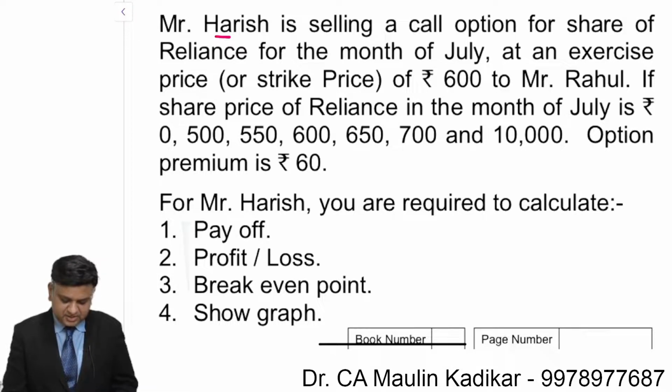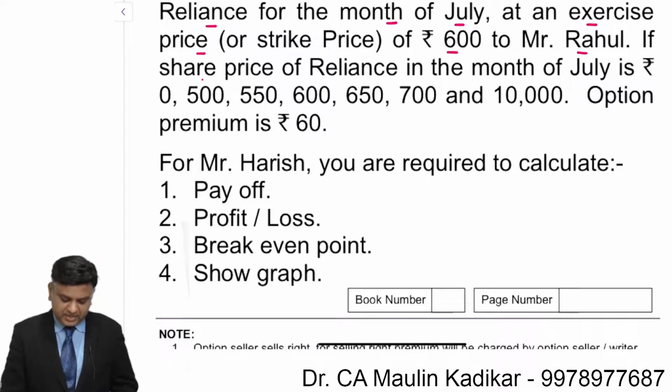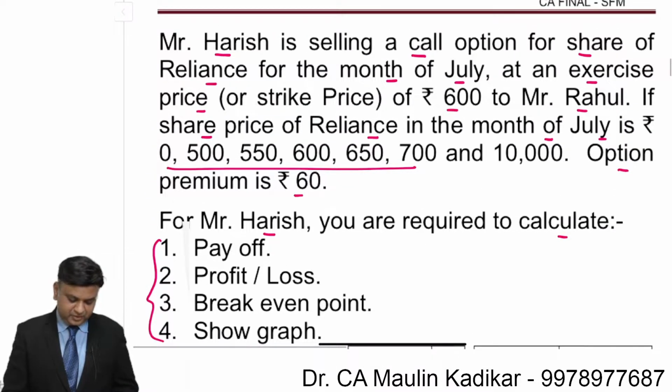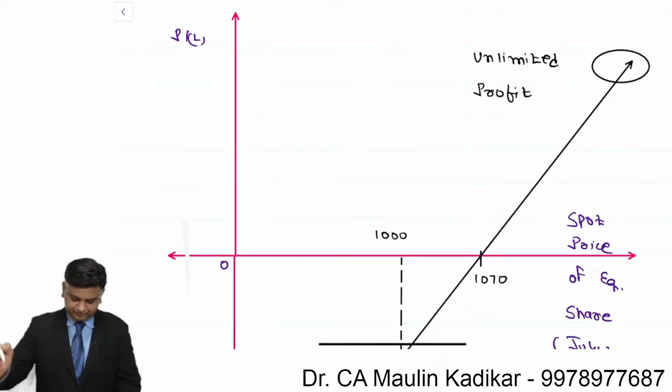Mr. Harish is selling a call option for the share of Reliance for the month of July at an exercise price or strike price of rupees 600 to Mr. Rahul. If the share price of Reliance in the month of July is, like again, the different prices provided to us. Option premium is 60. For Mr. Harish, you are required to make these calculations once again. So please write an answer along with me.